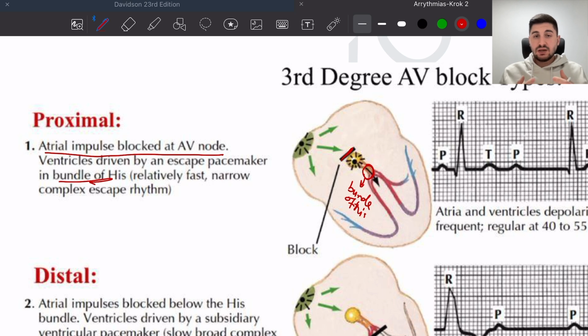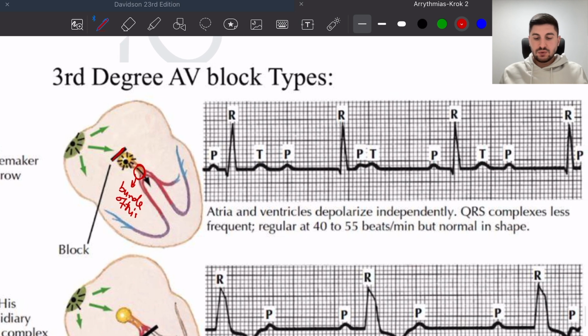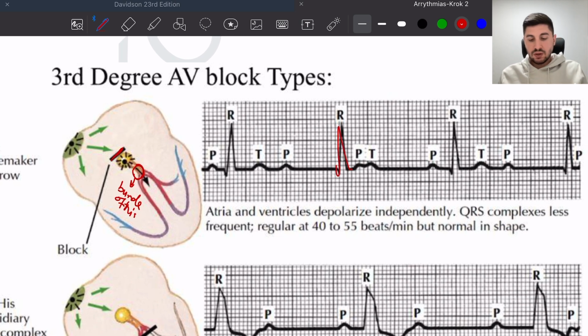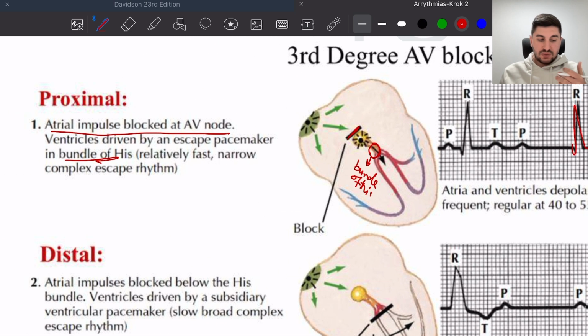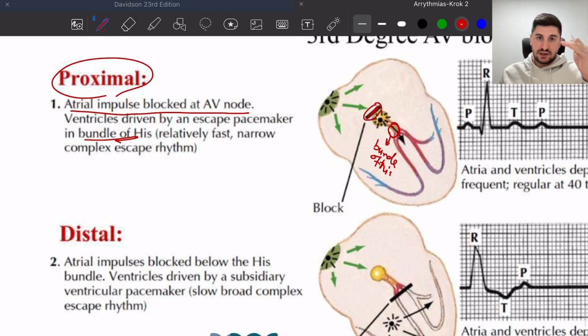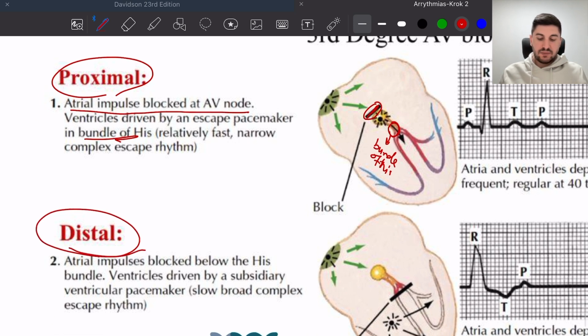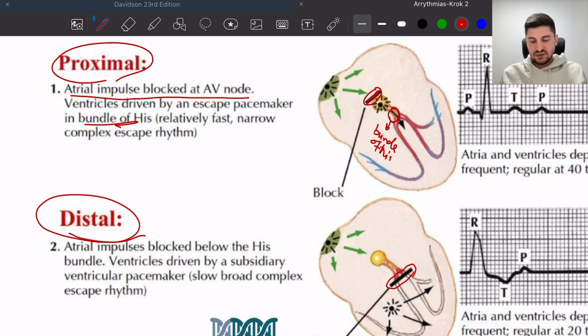And the bundle of His can give a rapid, fast depolarization, which will be represented by a very important narrow QRS complex, okay? We call it proximal third degree heart block, meaning that the block is happening at the proximal level, at a higher level. But when the heart block is happening at the distal level, not at the AV node directly but a little lower, this is where the block is happening at the His bundle, right? Or even below the His bundle.